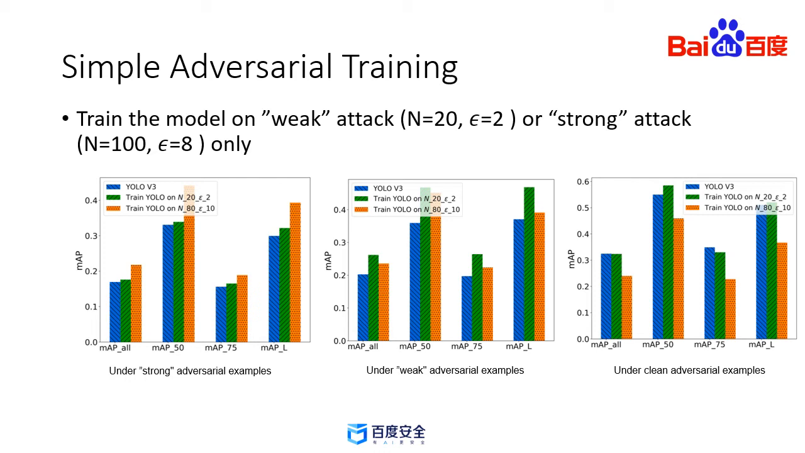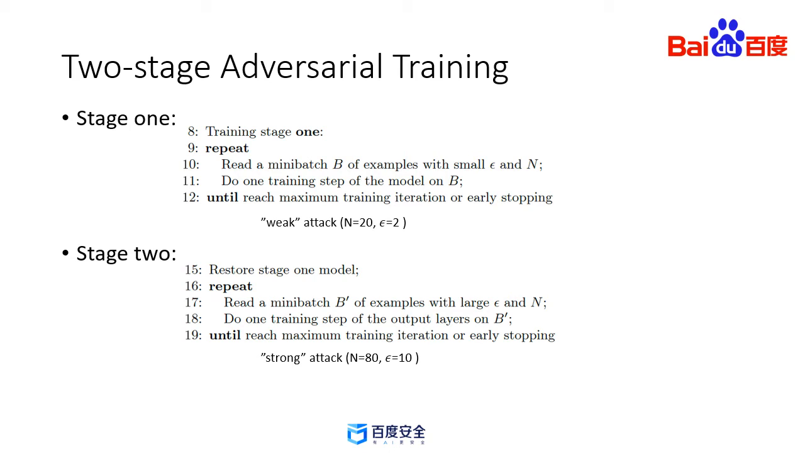But the robustness improvement of the model trained with weak examples is much smaller, and similar results can be found when testing the model with weak examples. Moreover, adversary training with strong examples will suffer a significant performance drop when testing with clean examples. So we propose the following two-stage adversary training strategy.